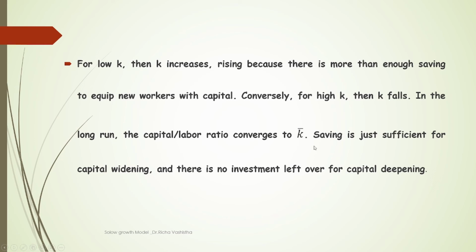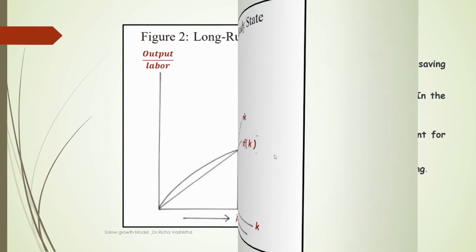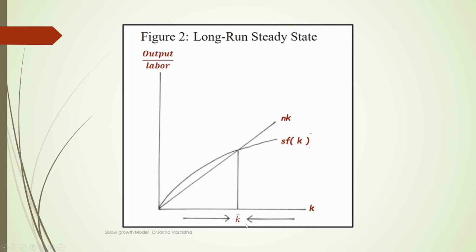Why is it so? Because saving is just sufficient for capital widening, and there is no investment left over for capital deepening. So it comes to the equality part, which is sustainable, and that is why it converges to this point, k bar, where it shows the equality, which is quite sustainable, because after that the saving part, sf(k), starts reducing, so that will be an unsustainable situation.